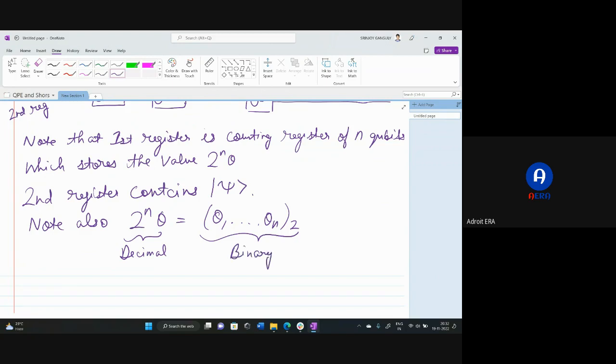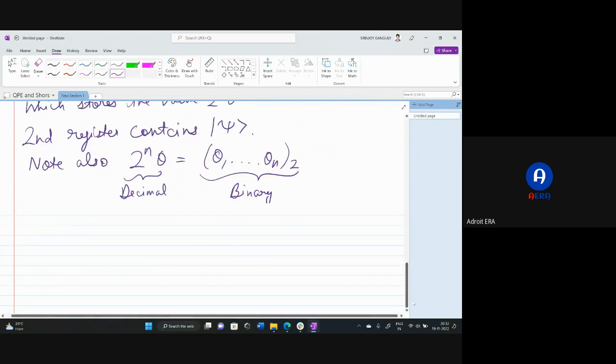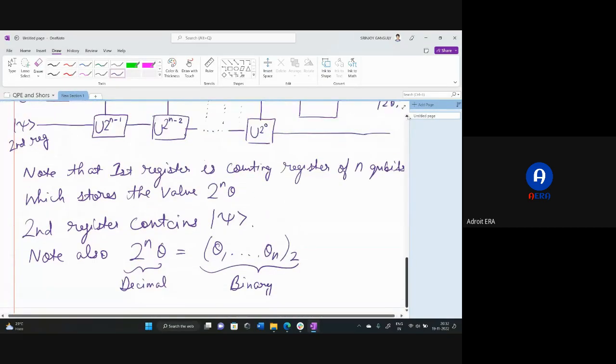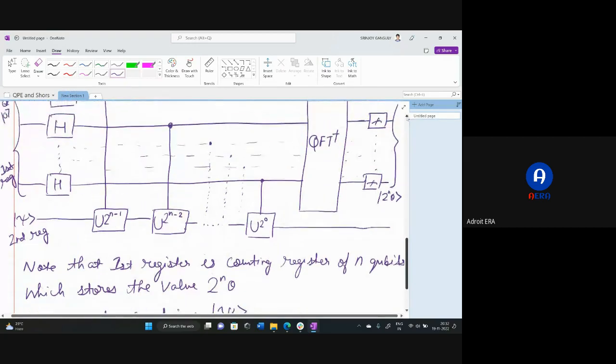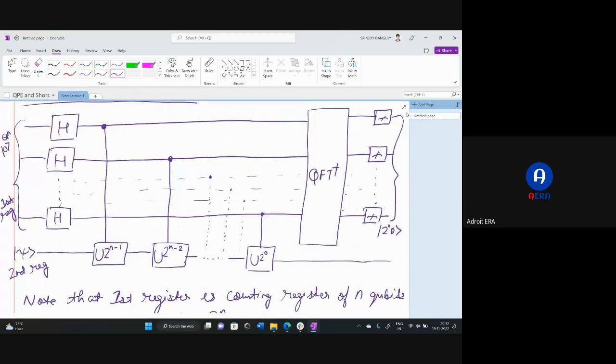It is binary, right? Now let us try to do the analysis of this circuit. Let us mark the points in the circuit. So let us scroll above. So this is one point. Look at this dotted line carefully. This is the first point. And then after this, when you have applied all the control rotations, this is the second point of the circuit.